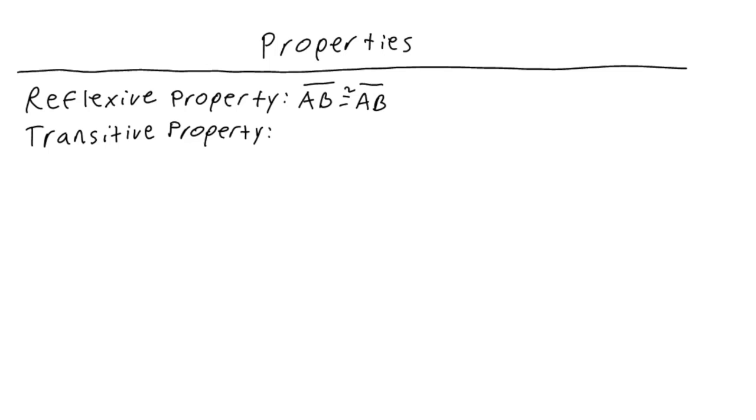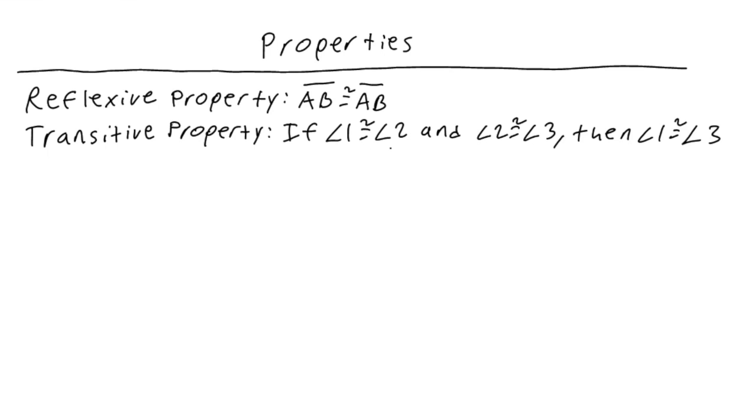This one is to get pairs of things that are congruent to each other to show other things are congruent to each other. For example, if angle 1 is congruent to angle 2, and angle 2 is congruent to angle 3, then angle 1 is congruent to angle 3. So if angle 1 and angle 3 are both congruent to angle 2, that means they must be congruent to each other.